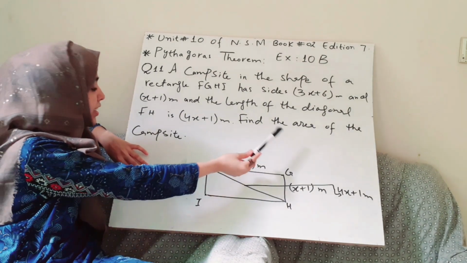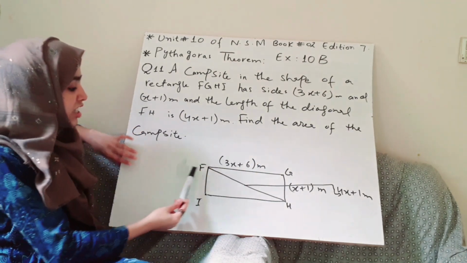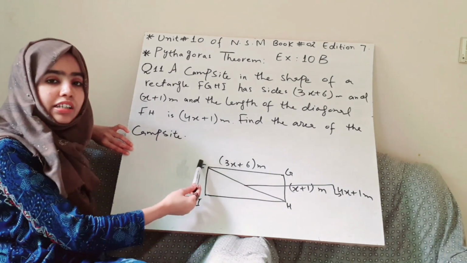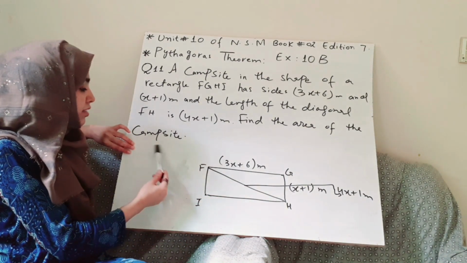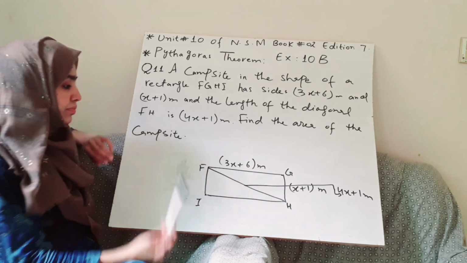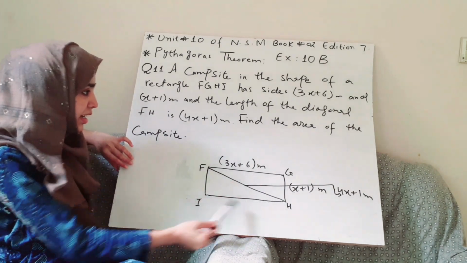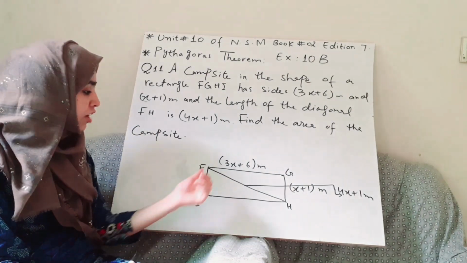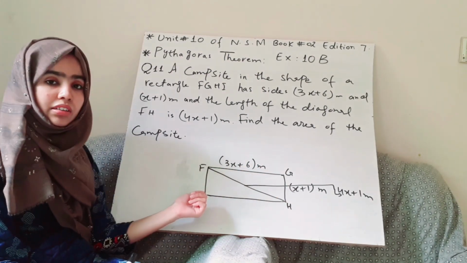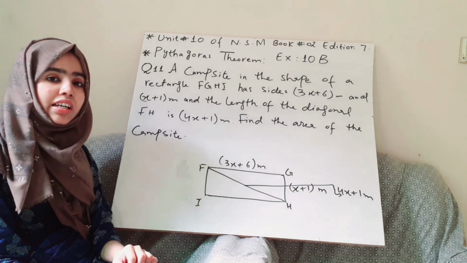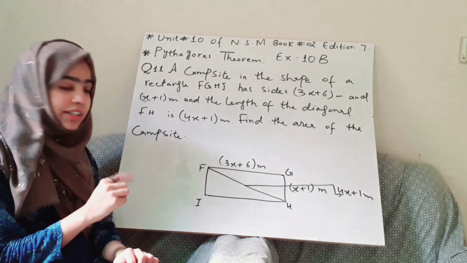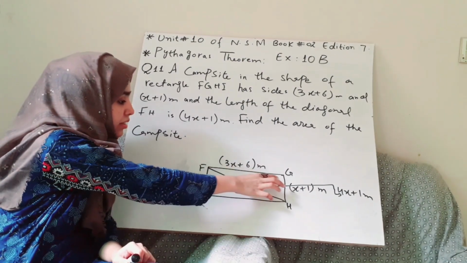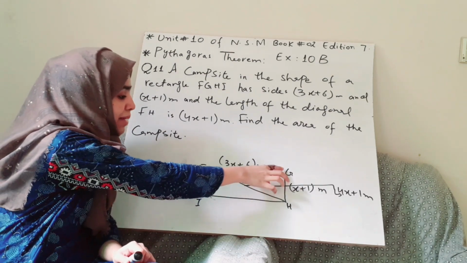But they are asking to find the area of the campsite. Now they are asking about the area of this rectangle, which is the campsite, which is in the shape of a rectangle. With this place in the shape of a rectangle, we have to find the area. So now we have to find the area of the rectangle. That means area of rectangle equals base into height. This side multiplied by this side.